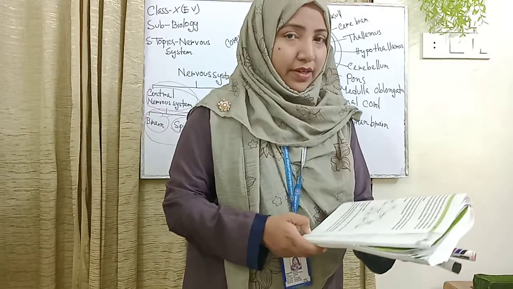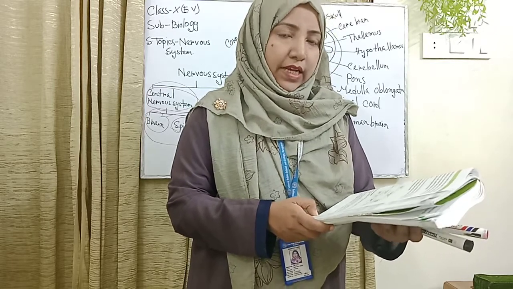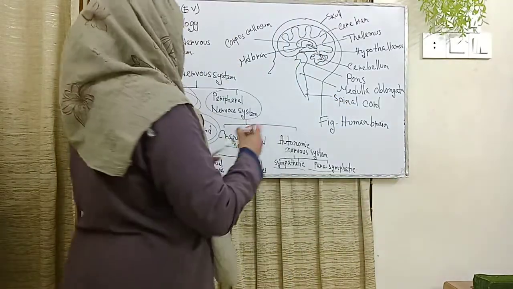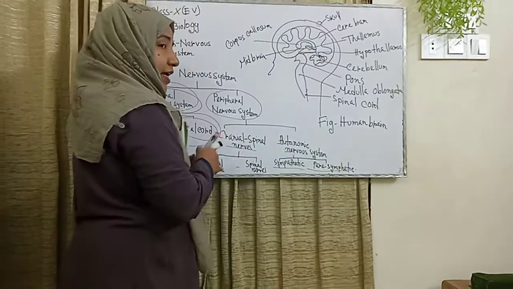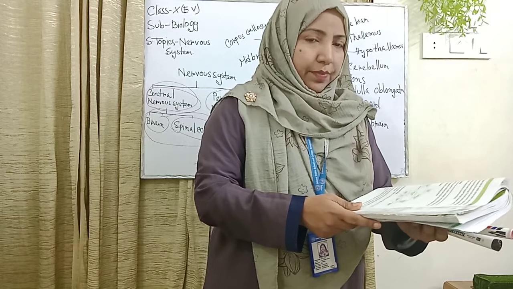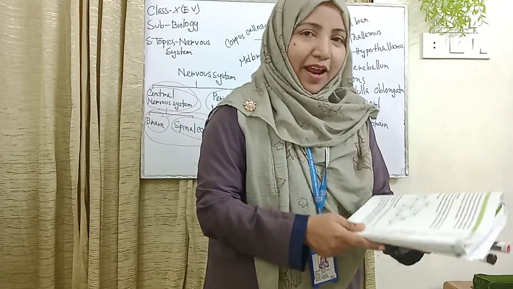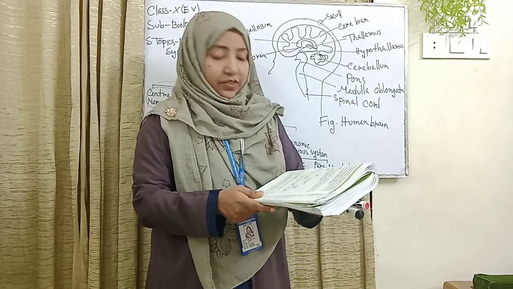First is the brain. Here is the brain, the swollen part of the nervous system, at the top of the spinal cord and inside the skull. Here is the top of the nervous system, and there is the skull again. The skull encloses the brain. The brain is the director of the nervous system.